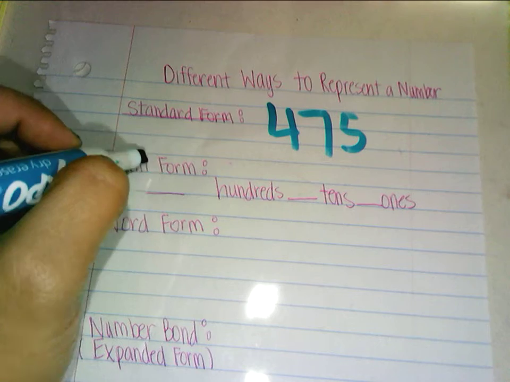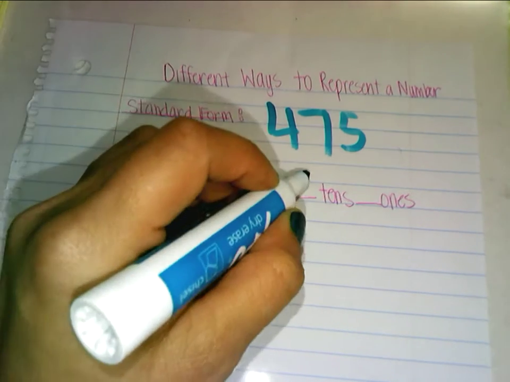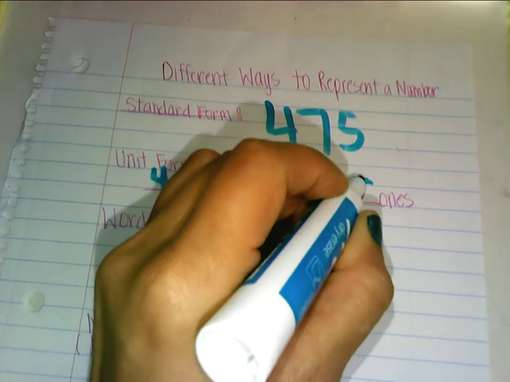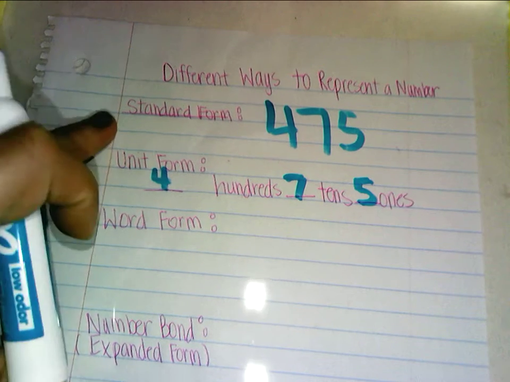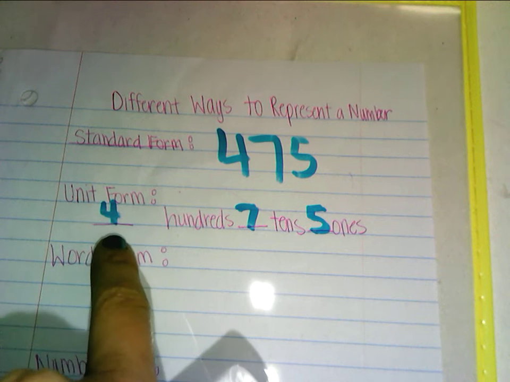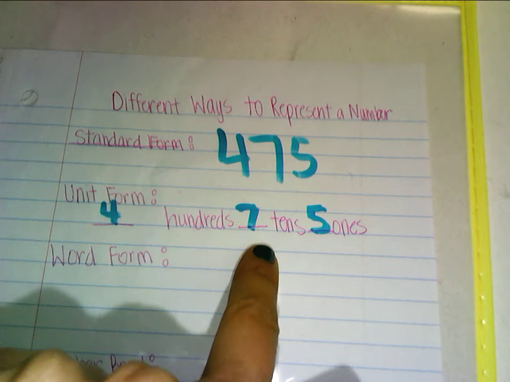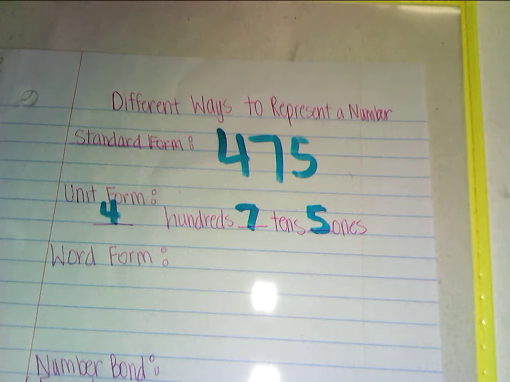So I have, for the unit form, 4 hundreds, 7 tens, and 5 ones. Unit form. You may have seen this before, but you may not have known what it's called. So now this is called the unit form because I have 4 groups of 100, 7 groups of 10, and 5 groups in ones. Okay? And now you have word form.